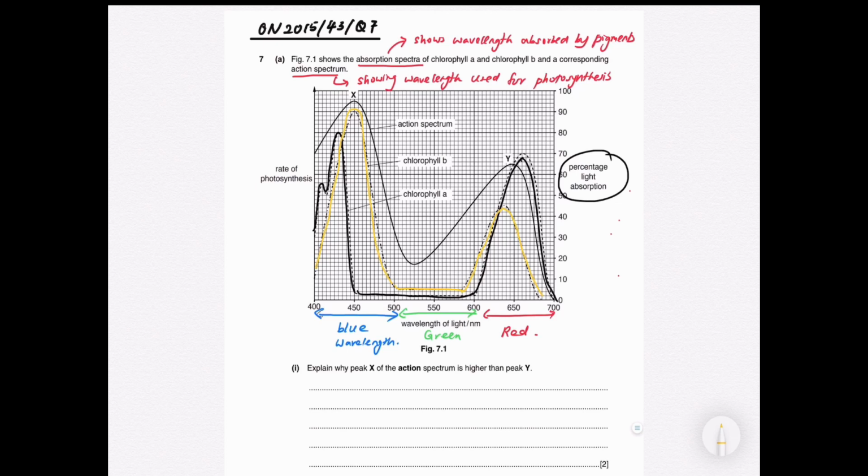As for the action spectrum, do you see any resemblance between the peaks of the absorption spectrum and the action spectrum? For the action spectrum, we refer to the left hand side of the axis, where you will see that the peaks are also around 400 to 500 and between 600 to 700. So this shows that photosynthetic pigments are absorbing more of the blue and red wavelengths for photosynthesis.